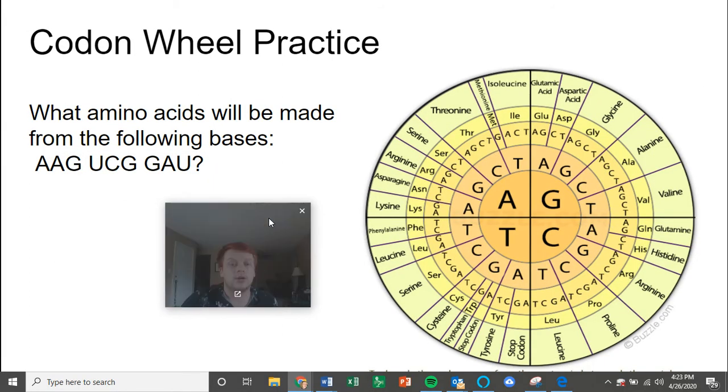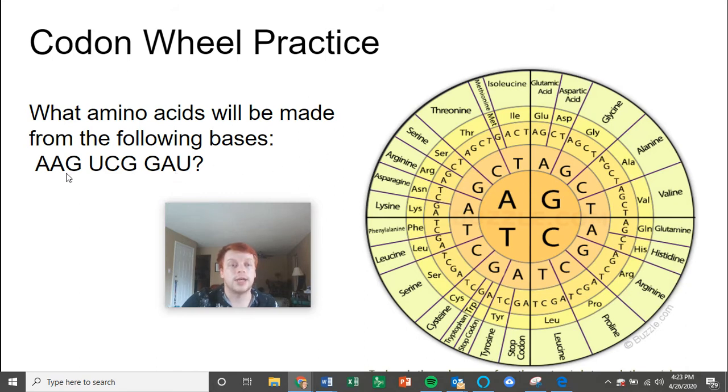Next up, we have a codon wheel. These are even easier to use, and on the AP, you might see this or you might see the table, so make sure you're familiar with both. But I'll go ahead and do the first example again. You can pause and try the other two, and then come back and check.